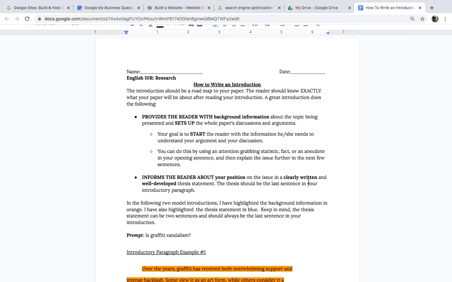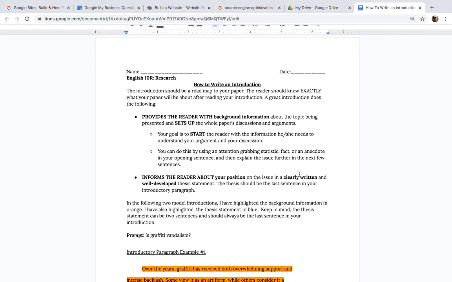It provides the reader with background information about the topic being presented and sets up the whole paper's discussion and argument. Okay, your goal is to start the reader with the information that he or she needs to understand your argument and discussion. You can do this by using an attention-grabbing statistic, fact, or anecdote in your opening sentence, and then explain it further in the next few sentences.